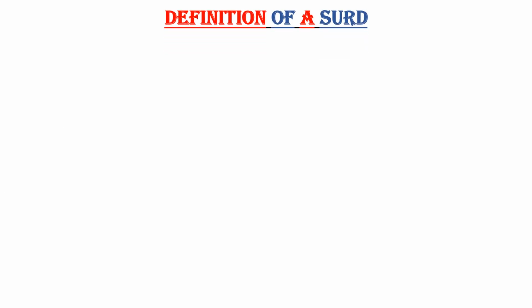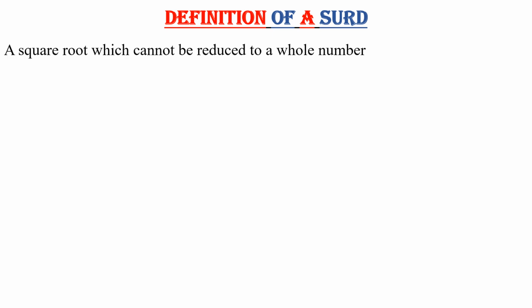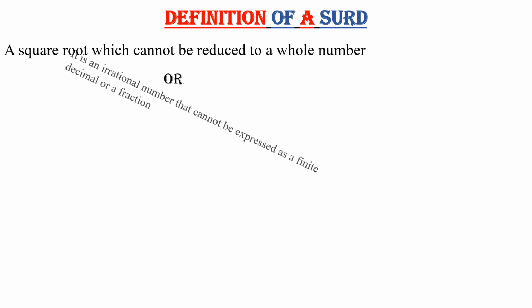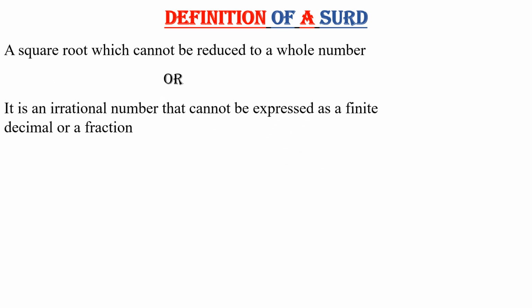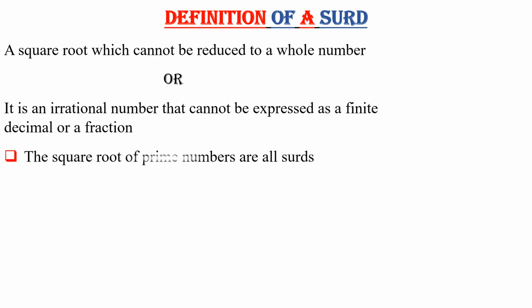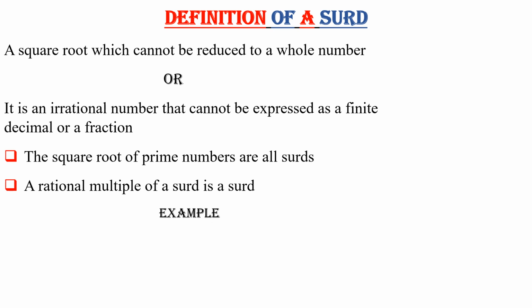Let us look at the definition of a surd. A surd is a square root which cannot be reduced to a whole number, or it is an irrational number that cannot be expressed as a finite decimal or a fraction. Let's take some note here. The square roots of prime numbers are all surds, and a rational multiple of a surd is a surd. Let's look at examples of all these theories.